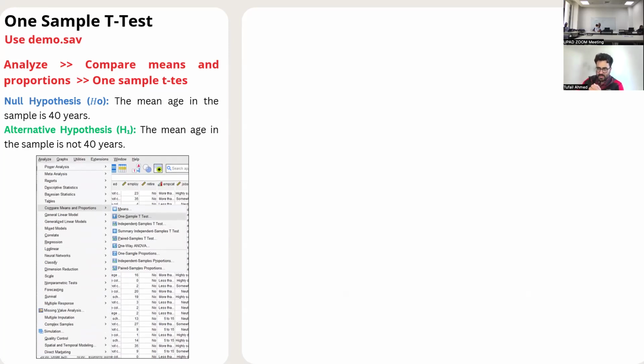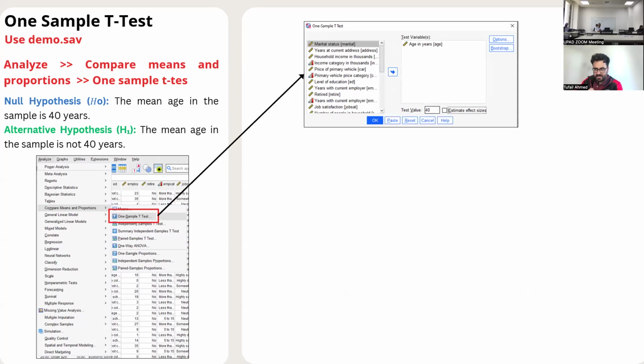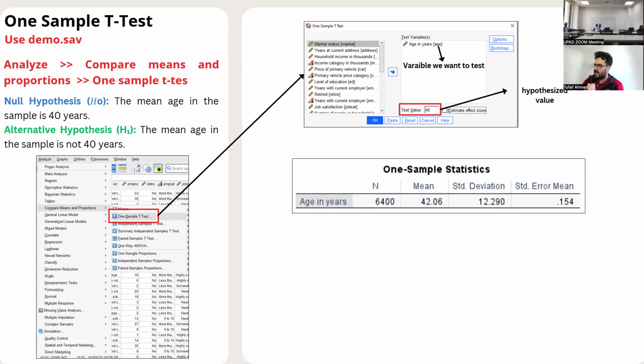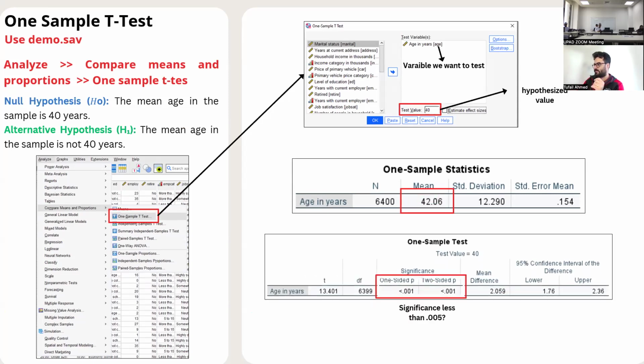So how do I do it? I go to compare means. I click one sample t-test. And then in the one sample t-test, I specify which variable I want to test. And then I use a hypothesized value. Let's say, as I mentioned, that we are testing whether the age is 40, and then when I run the analysis, I will have some results.